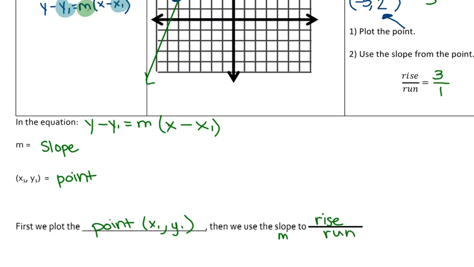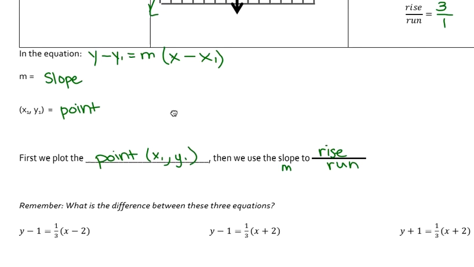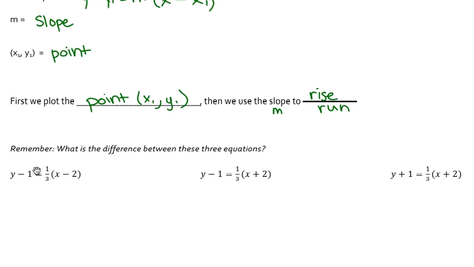Now, the biggest thing that I see students struggling with is just what's the difference between these equations? So I have y minus 1 equals 1/3 times the quantity of x minus 2. Y minus 1 equals 1/3 times the quantity of x plus 2. And y plus 1 equals 1/3 times the quantity of x plus 2. So the only thing that's changing is this is a minus and a minus. This one has a minus and a plus. And this one has 2 pluses. So the slopes are the same, but the points are different.